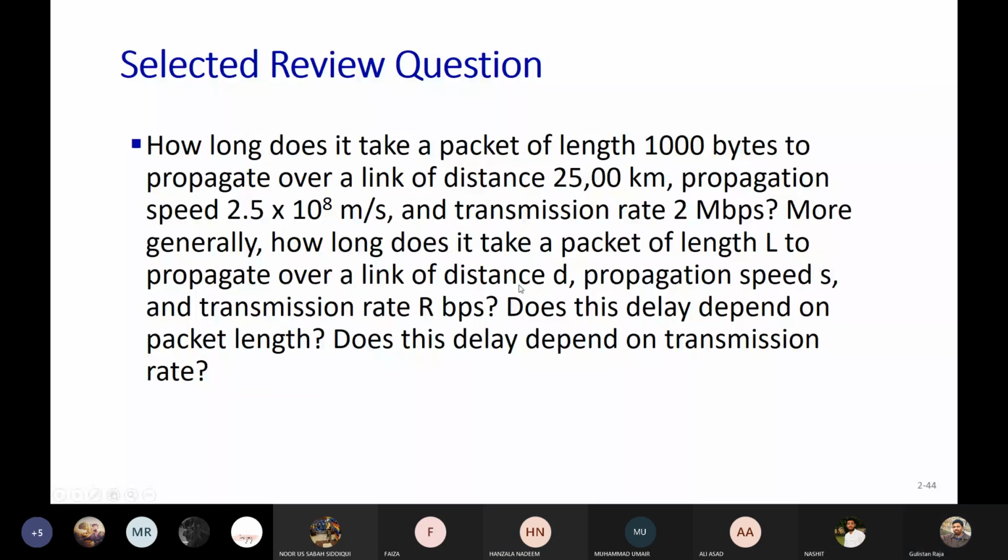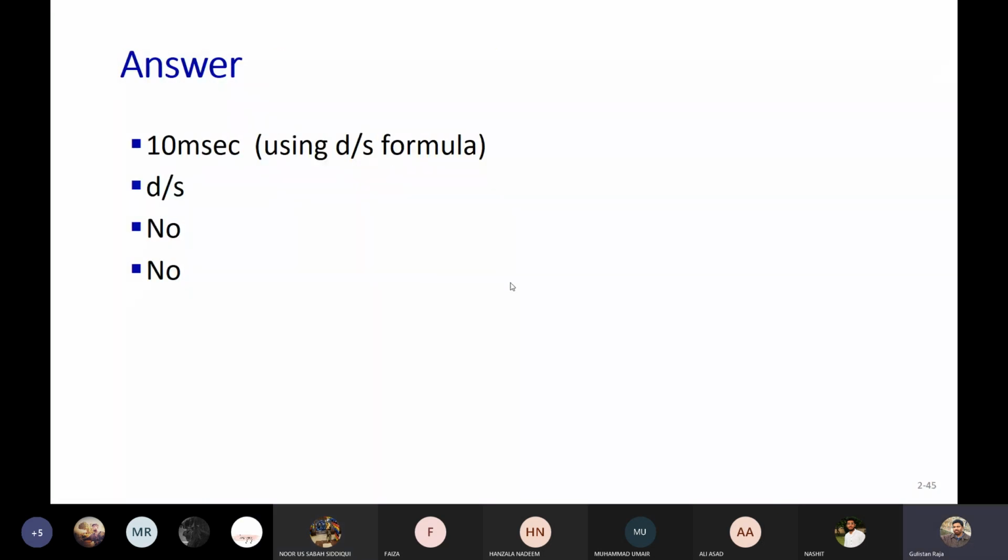Yes sir. Okay, so it's not difficult. How will we calculate propagation delay? Which formula is it? Do you remember? D by S. So using the D by S formula you can calculate 10 milliseconds. It would be 10 milliseconds. And it is D by S, and the answer to the last two questions is no.